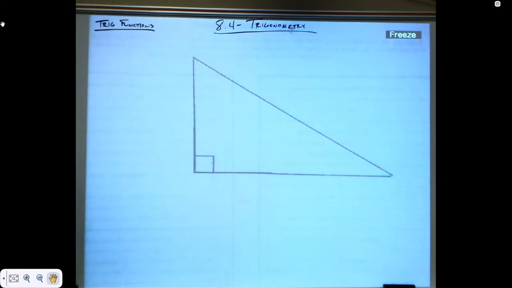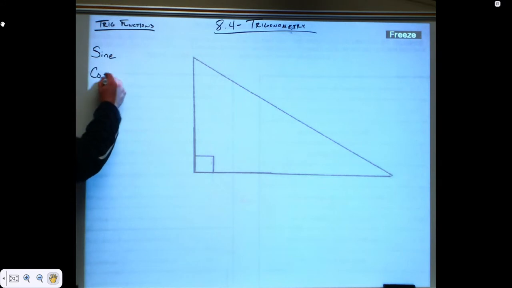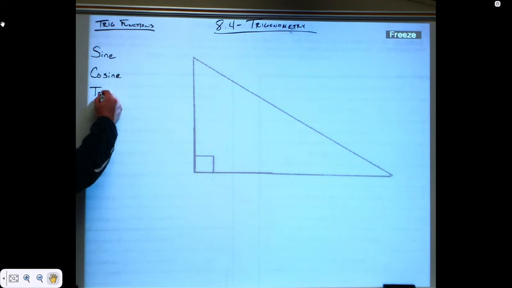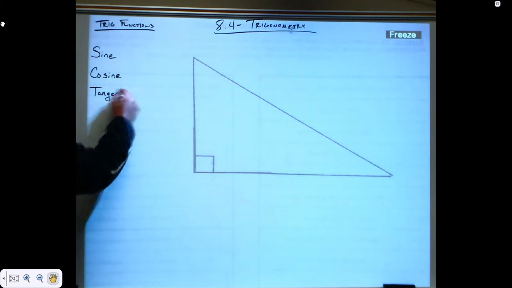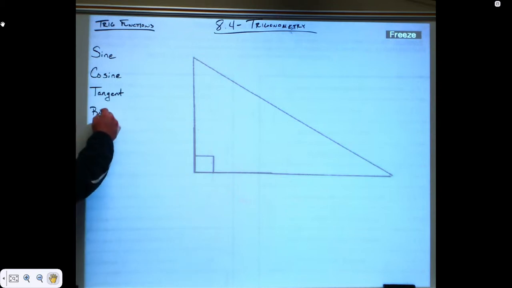That's what we're doing. Okay, so write this down. Your trig functions: sine, cosine, and tangent. You can use these when you have a right triangle.